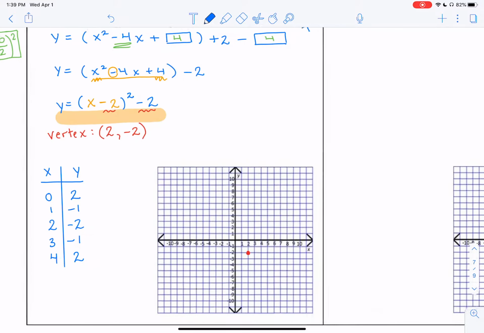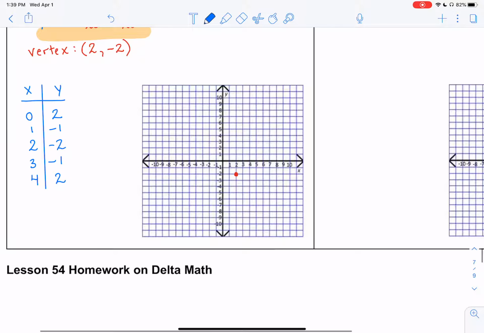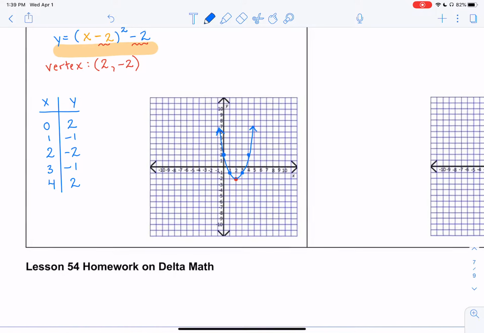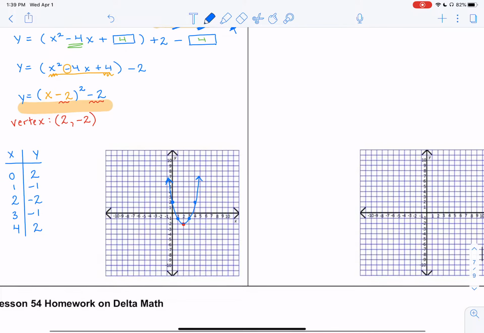Then I'm ready to plot those points. So I'm plotting point 0, 2, 1, -1, 3, -1, and 4, 2. And now you should see the beginning of what should look like a U-type graph. So I'm just going to go through, round it out, make it U-shaped, and draw arrows on either side to indicate that it does continue. Okay, so that is question A. Let's go over here to question B.